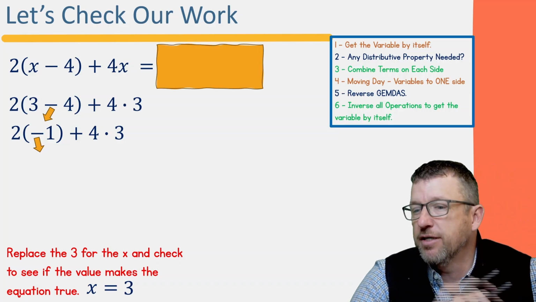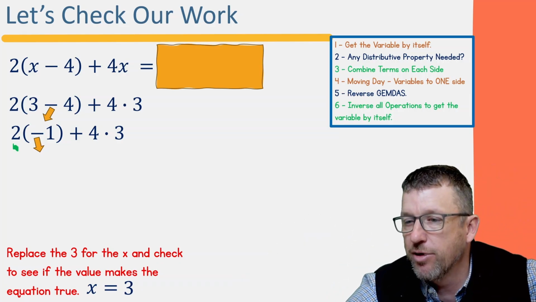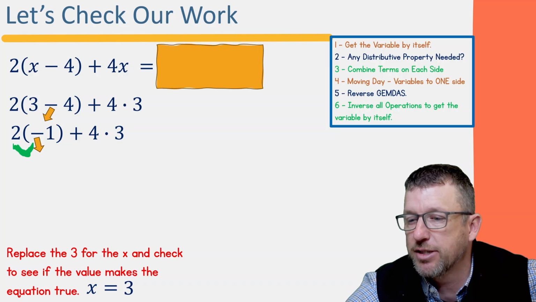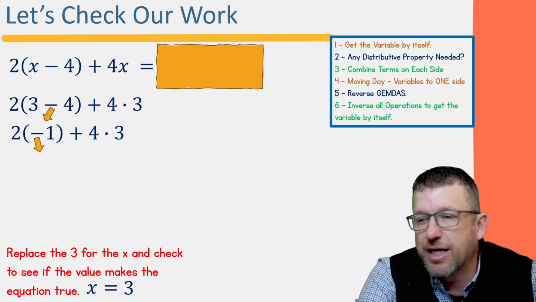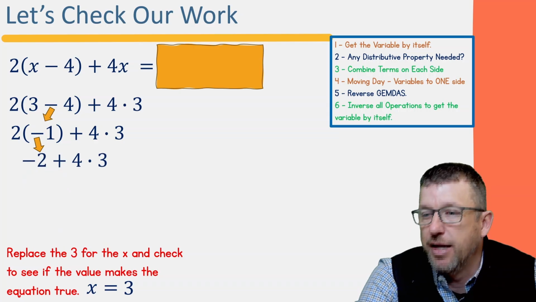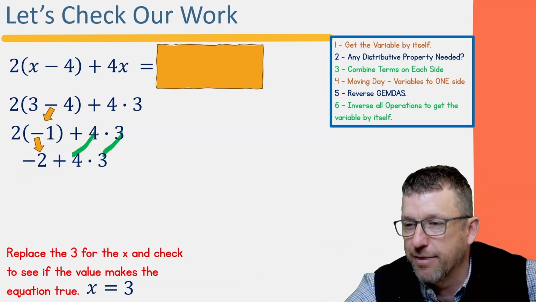So then we do multiplication and division in the order we see them. When a number is touching a parentheses, it means multiplication. So we do that first. What's 2 times negative 1? That's negative 2. And then you bring everything else straight back down, okay?